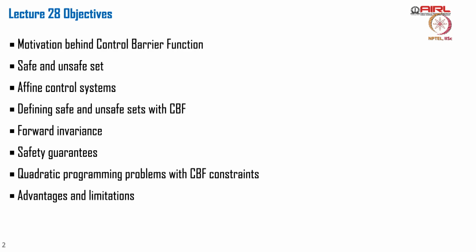Interestingly, we'll see that control barrier function can mathematically guarantee the safety of a vehicle, or can guarantee that the particular vehicle will never collide with obstacles. Okay, we'll talk about quadratic programming problems with CBF constraints, and then we'll talk about the advantages and limitations.